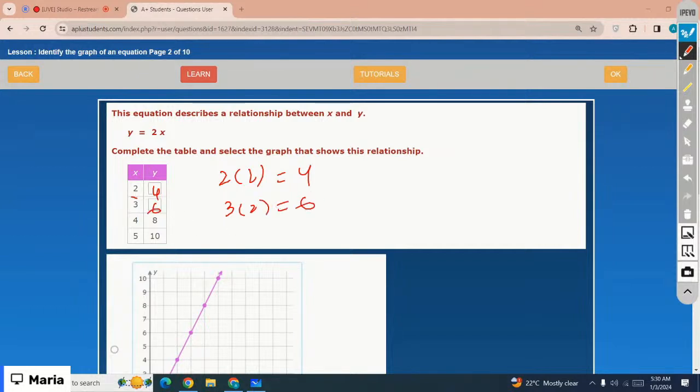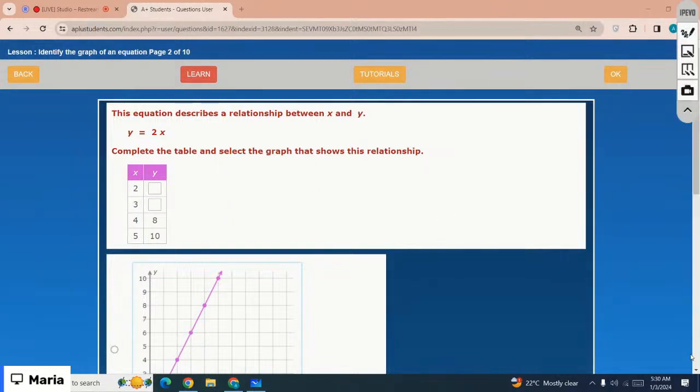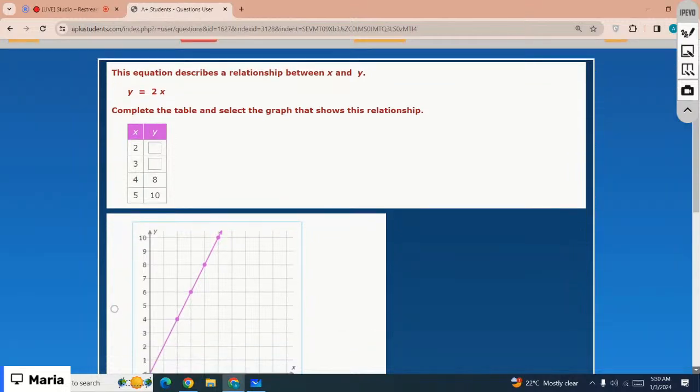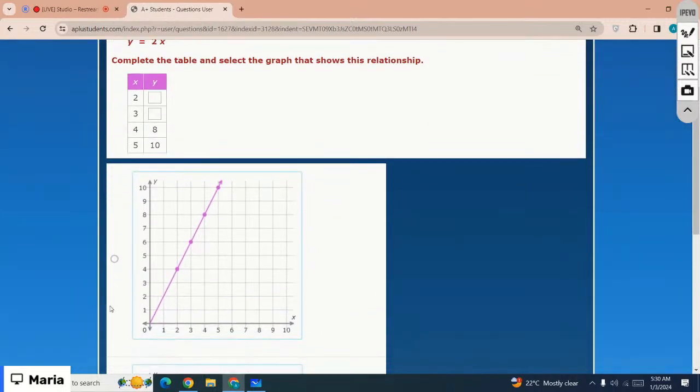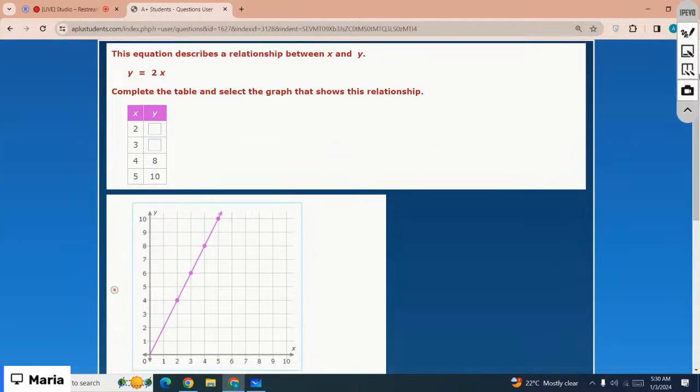Now let's see which is the correct option, the graph we have to read. Basically, you need to find these points on the graph. 2, 4, 3, 6. X is 2, y is 4. X is 3, y is 6. X is 4, y is 8. Yes, that is the correct option. Option number 1 is the correct option.